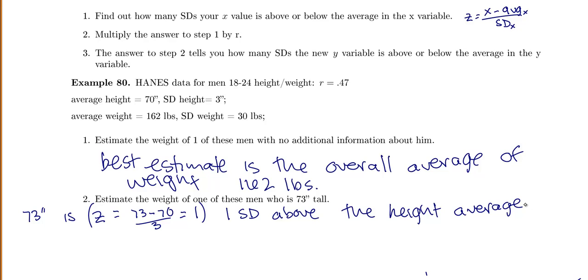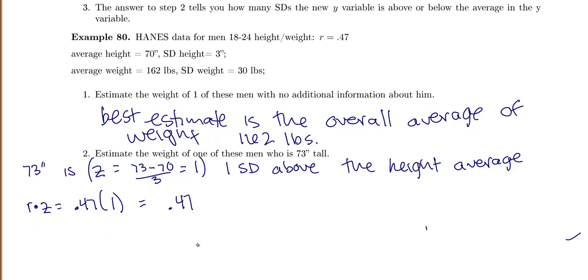And I might just think then that my weight would be 1 standard deviation above the weight average, but it's not. The better prediction is actually to times it by r first. So next we're going to say, okay, well, what is r times z? So our correlation was 0.47 times z, which is 1. So this is going to be 0.47. So to do the prediction, we need to know that he is 0.47 standard deviations above the weight average.